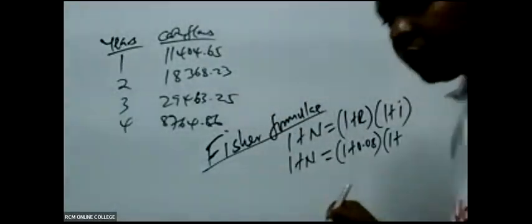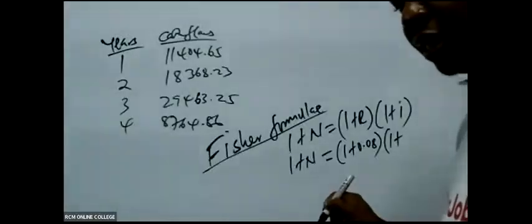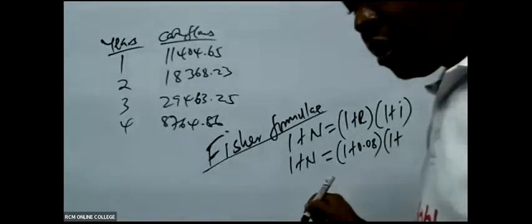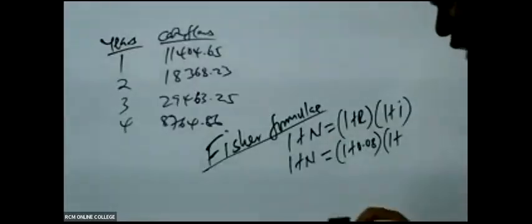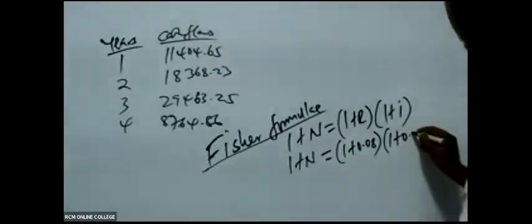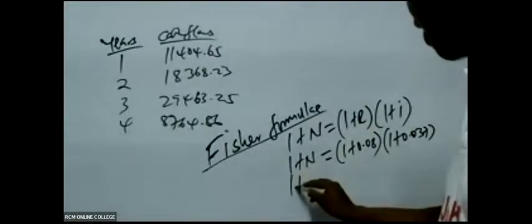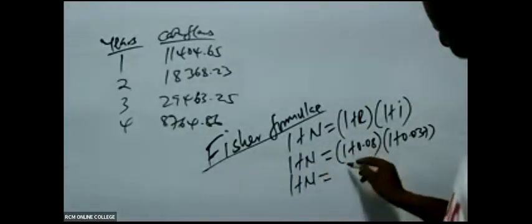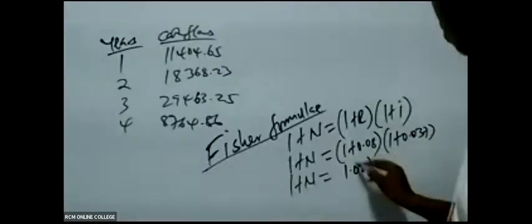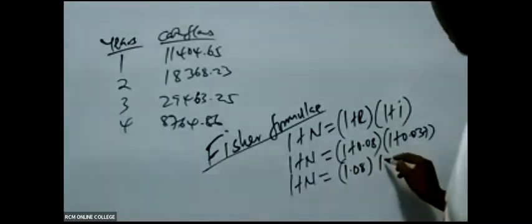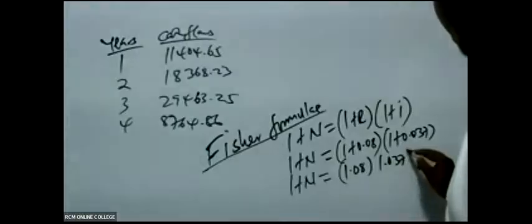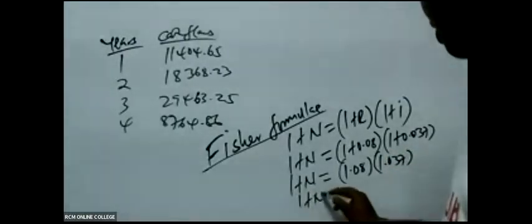What is our general rate? 3.7%, that is 0.037. Can you now get our nominal rate? It will be 1.08 multiplied by 1.037. So 1 plus n is equal to what?